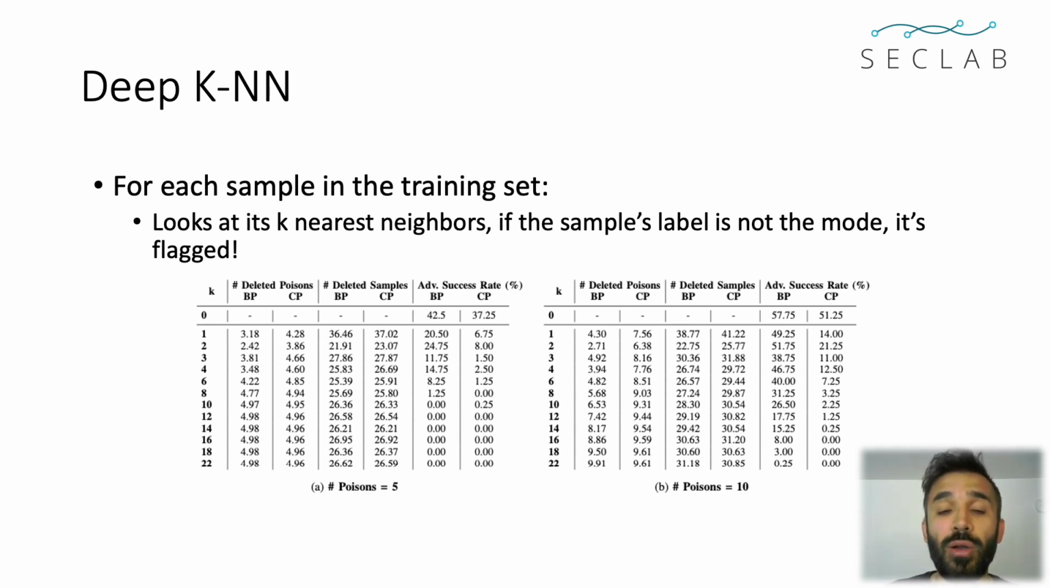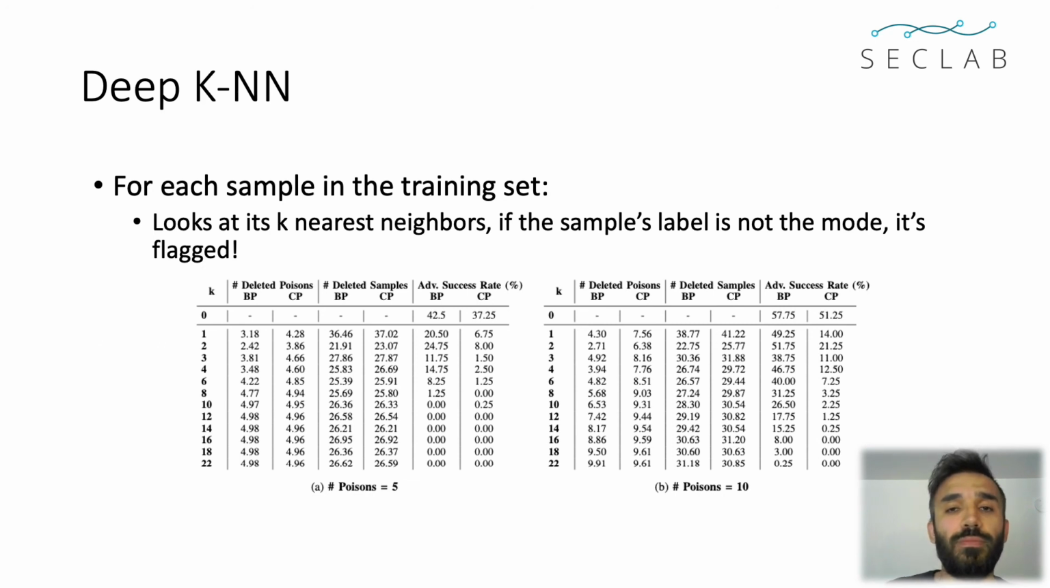In general, our attack was shown to be much more resilient against this defense in comparison to CP. For example, when K is set to 8 and we have 10 poisons, our attack success rate is 31%, while CP's success rate is only 3%. But if you set K 2 times greater than the number of poisons, then both attacks are diminished completely. And it makes sense because in that case, the poison data will lose the majority voting game to the clean data.